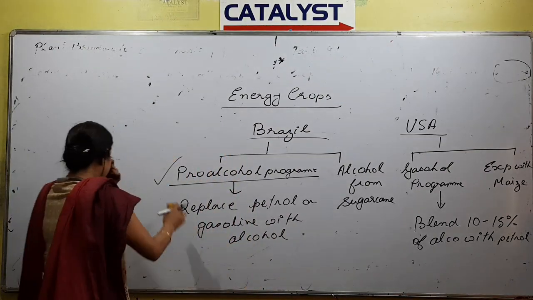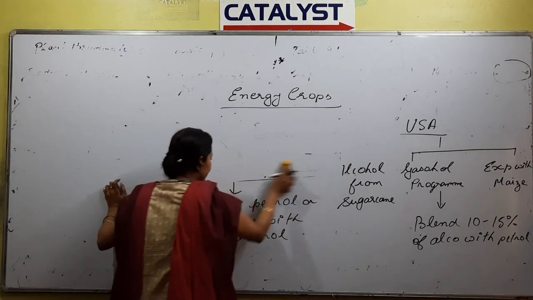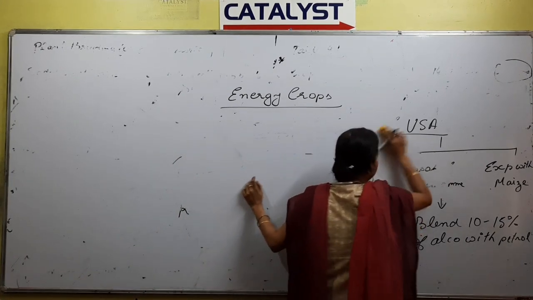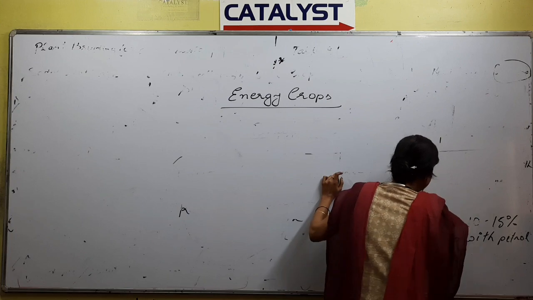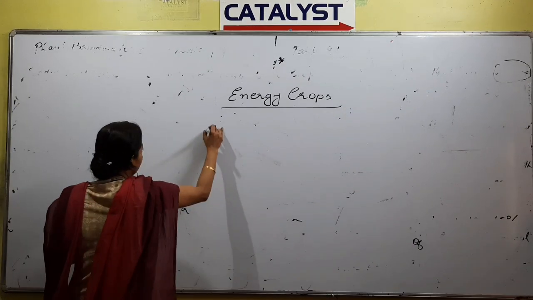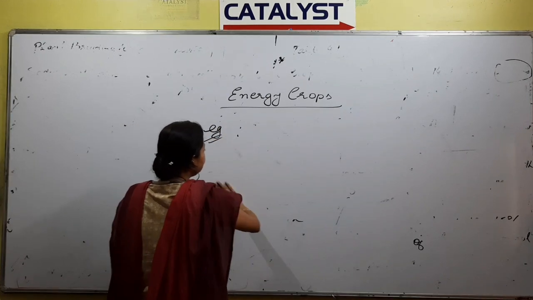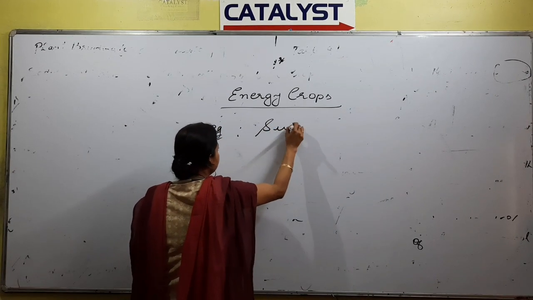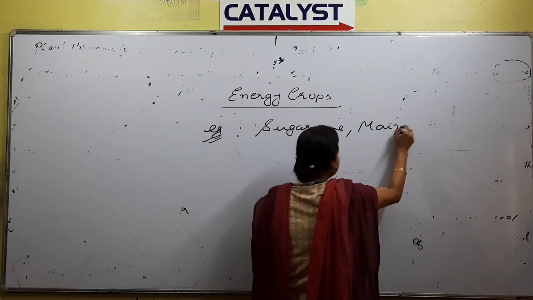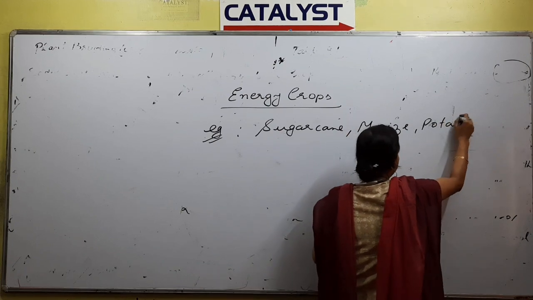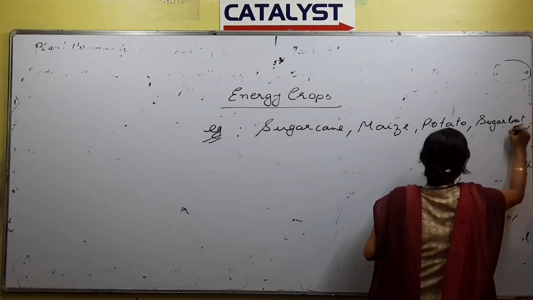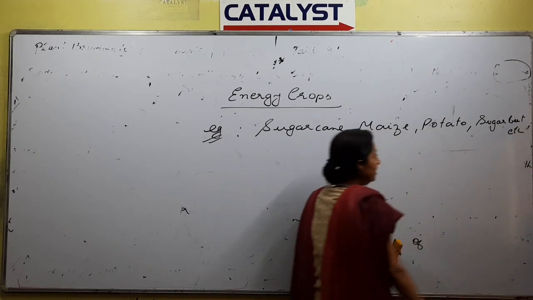Next is, what are the plants that are being used for the production of alcohol or are being experimented on for the production of alcohol? Right? So which plants are generally energy crops, from which alcohol can be produced? For example, we have sugarcane, maize, potato, sugar beet, etc. So they are trying to extract alcohol from all these plants.